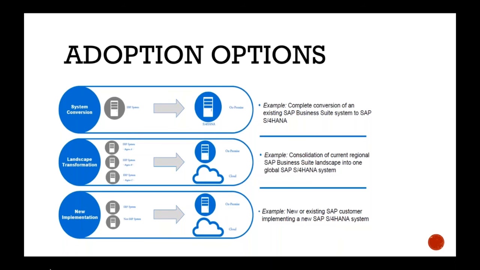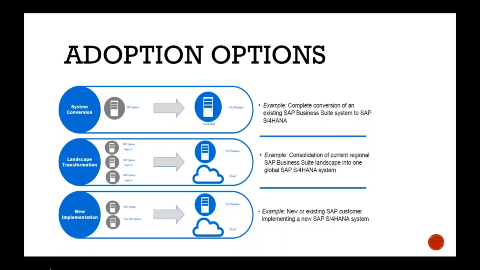You can see the example: complete conversion of an existing SAP Business Suite system to an SAP S4 HANA system. This is called system conversion, where you are moving from ERP to S4 HANA. And the third project, in the middle, is landscape transformation, where the customer is already using multiple SAP or non-SAP systems, and now they want to consolidate. See the example: consolidation of current regional SAP Business Suite landscapes into one global SAP S4 HANA system.